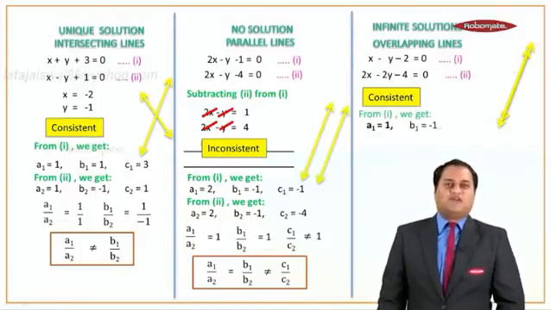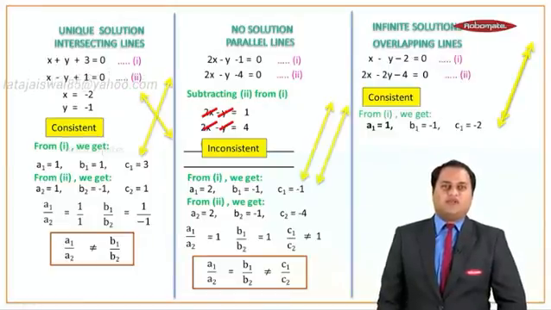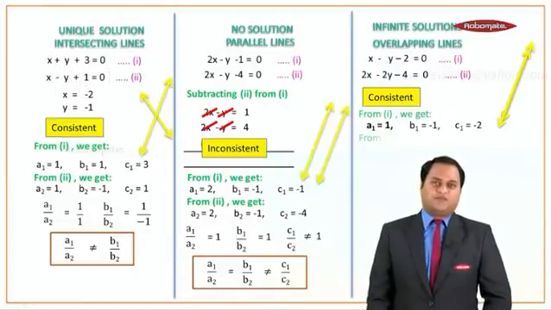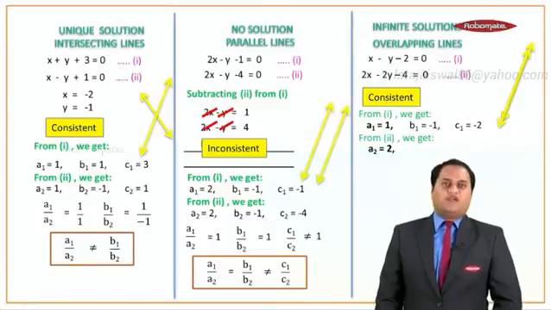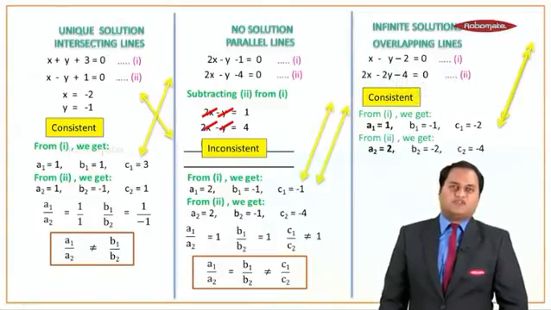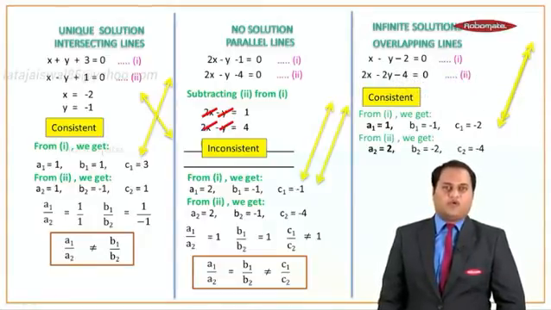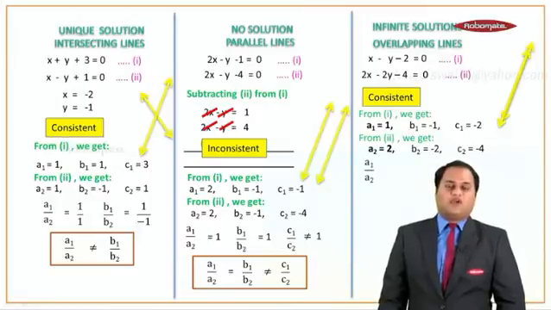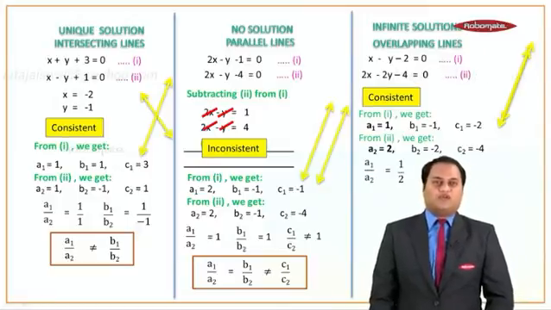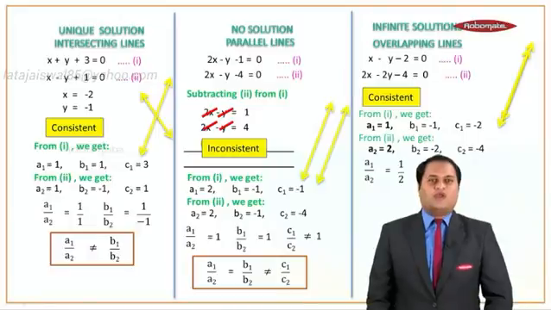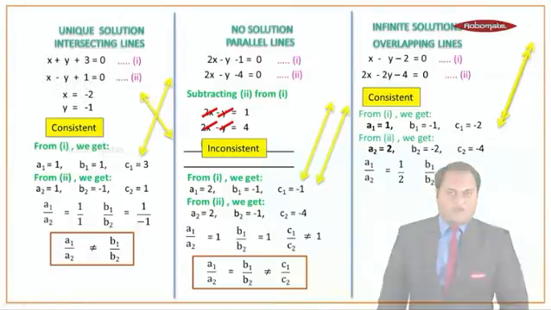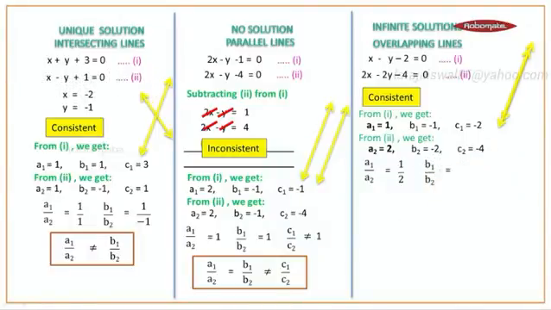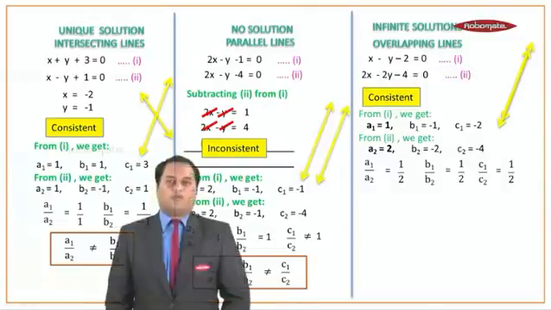Let's do it fast. From equation 1, you get A1 is 1, B1 is minus 1, C1 is minus 2. From the second equation, A2 is 2, B2 is minus 2, C2 is minus 4. Now what do we do? Find the ratios. What is A1 upon A2? A1 upon A2 is equal to 1 upon 2. What is B1 upon B2 here? B1 upon B2 is equal to minus 1 upon minus 2, which is again equal to 1 upon 2. And C1 upon C2 is minus 2 upon minus 4, which is also equal to 1 upon 2.